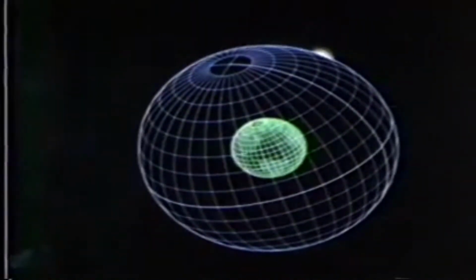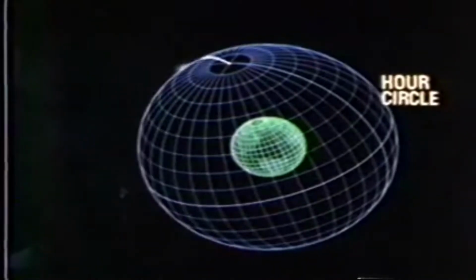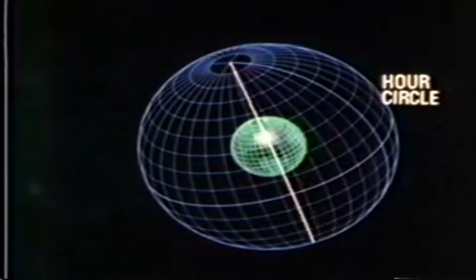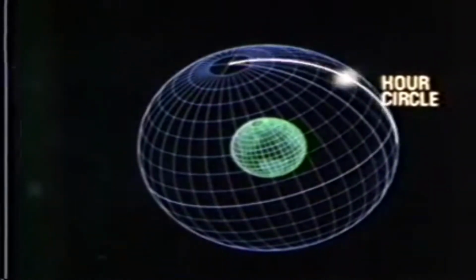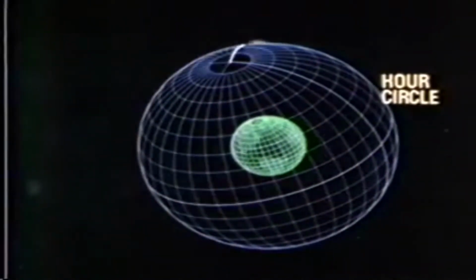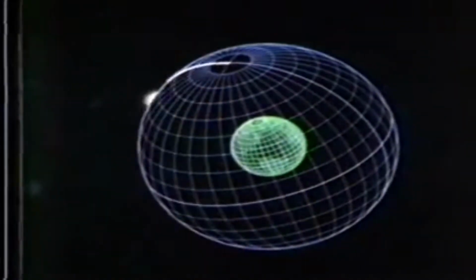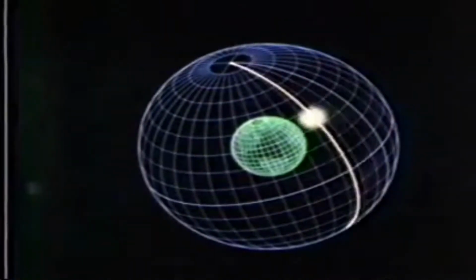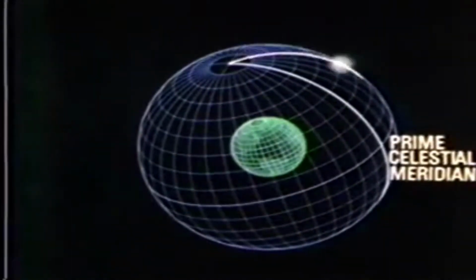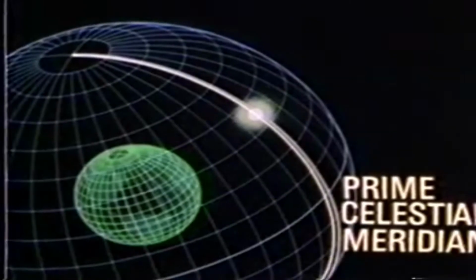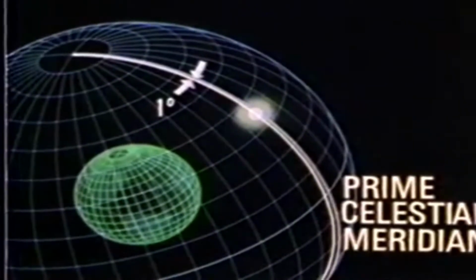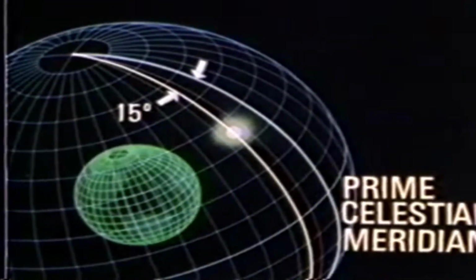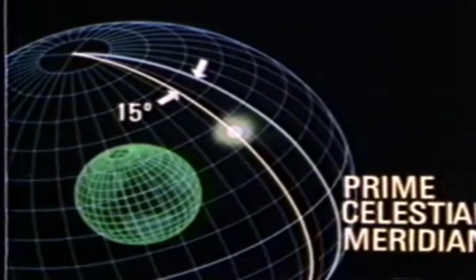This rotation introduces another term, hour circle, to help locate these bodies at a given time. It is a great circle on the celestial sphere containing the axis and a given celestial body. Let's assume that at a given moment, the sun's hour circle is coincidental with the prime celestial meridian. 4 minutes later, it will be 1 degree to the west of the prime celestial meridian. An hour later, it will be 15 degrees to the west, and so on.